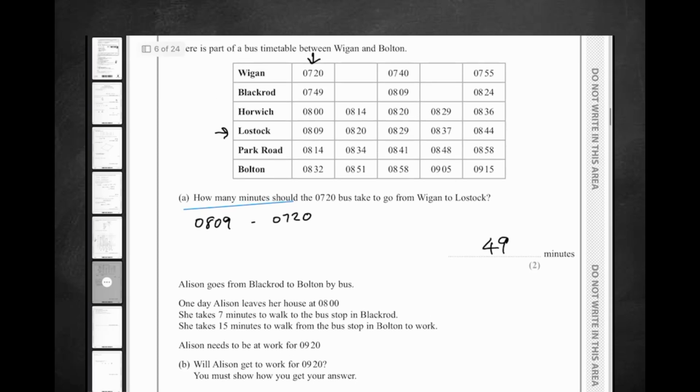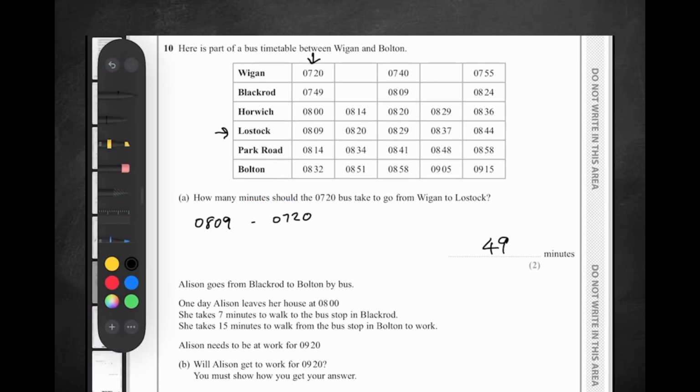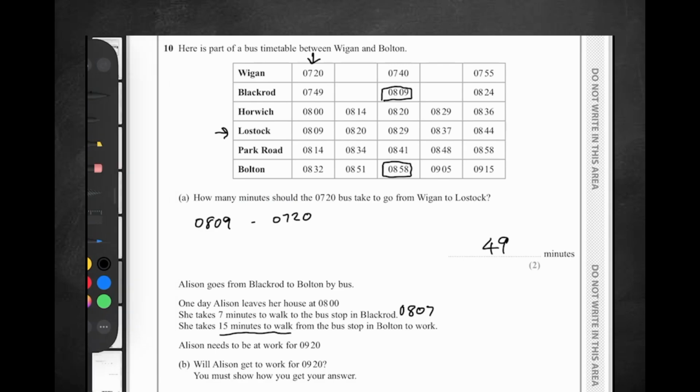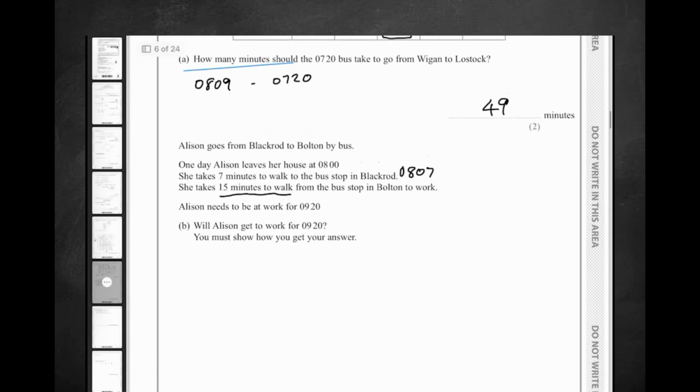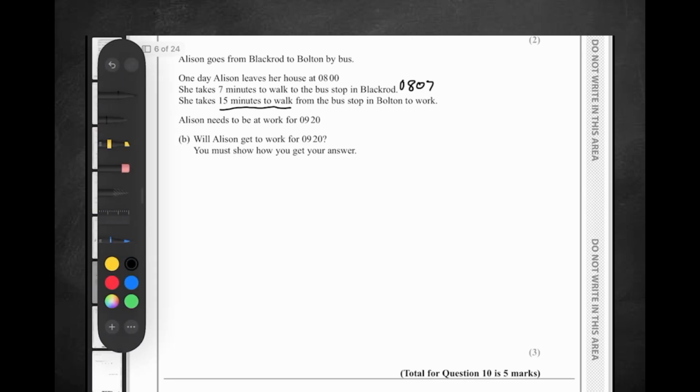So if she leaves her house at 8 and it takes her 7 minutes to walk to the bus stop, she needs to get on a bus after 8:07 from Blackrod. So it's going to be this 8:09 bus that she's going to need to catch. And then that gets to Bolton at 8:58, and it takes her 15 minutes to walk. So she will arrive at 9:13. In my answer, they want me to show what I'm doing, so I will just write what I just said, basically.